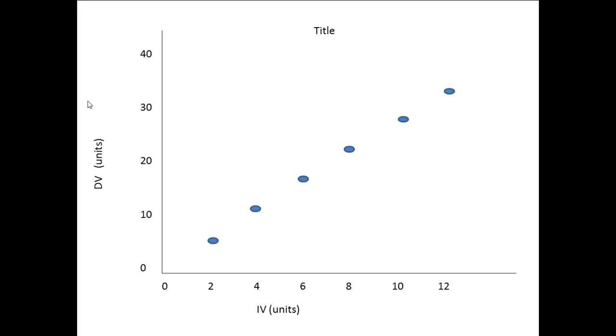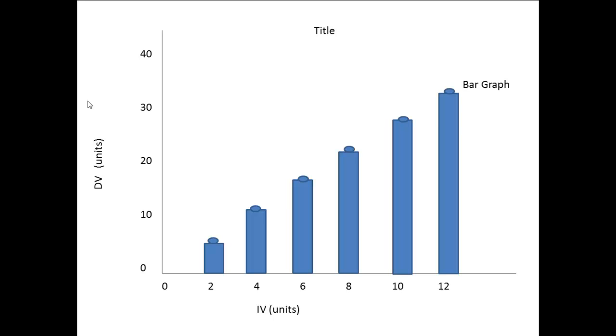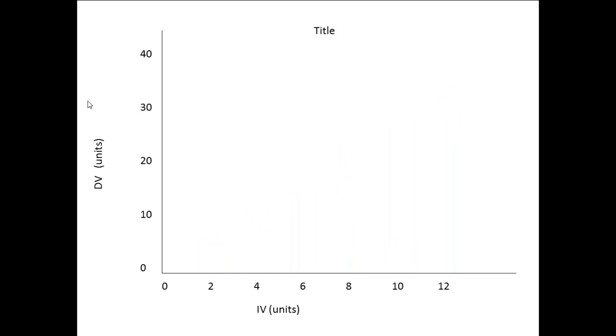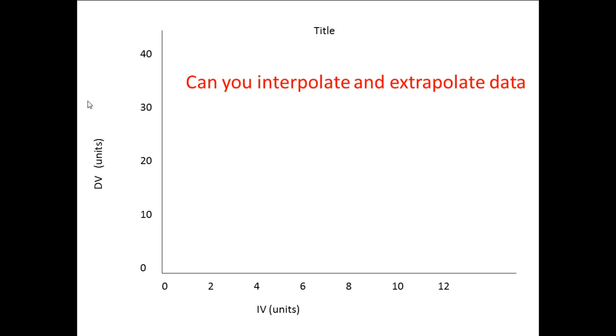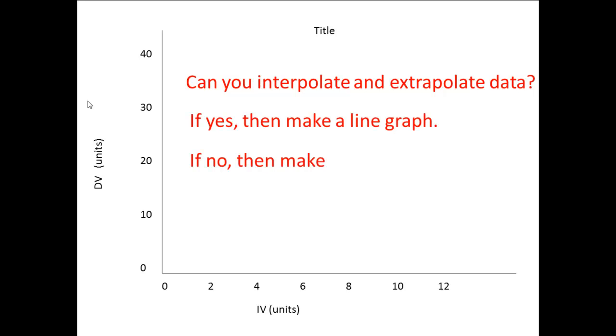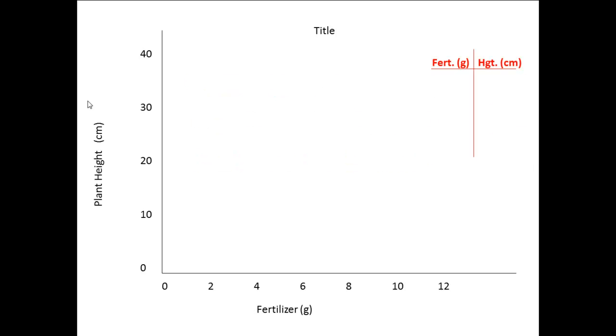But when you put your data in, should you set it up as a line graph or as a bar graph? To answer that question, you have to ask yourself this: can you interpolate and extrapolate data? If yes, then it's a line graph. If no, then it's a bar graph. But what does interpolate and extrapolate mean? Let's take a look at an example to see if we can really understand the difference in interpolating and extrapolating.